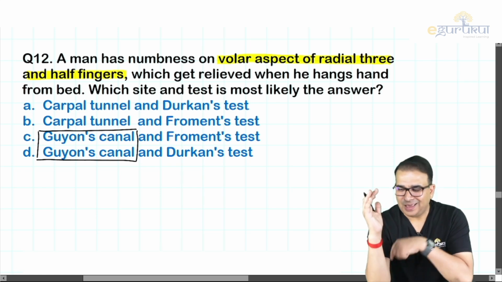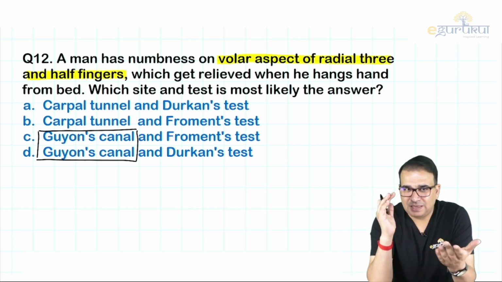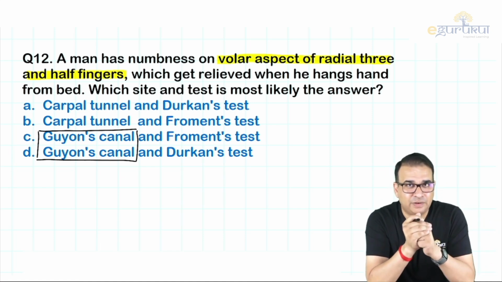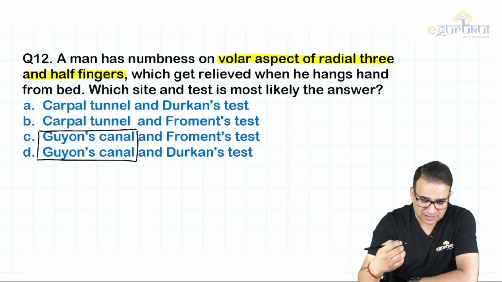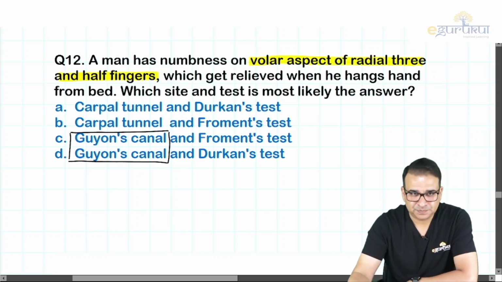Guyon's canal is a canal which is present deep to the pisohamate ligament, and it is giving passage to what nerve? Ulnar nerve. In Guyon's canal syndrome, the ulnar nerve is involved. So guys, Guyon's canal cannot be the answer to this question. The answer has to be related to the median nerve. So it is either option A or option B.